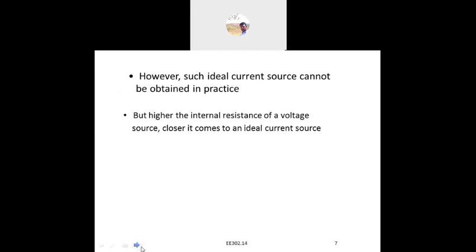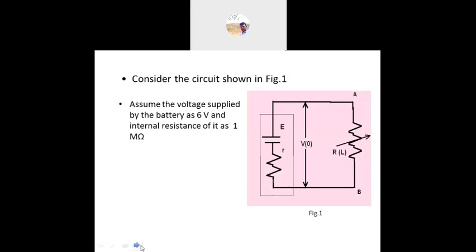Practically, the ideal voltage source and current source are not obtained. But the higher the internal resistance of the voltage source, the closer it comes to the ideal current source. Similarly, a voltage source has a smaller internal resistance value, while here it is a higher value. Here is an example: a 6 volt battery with an internal resistance of 1 mega ohm.